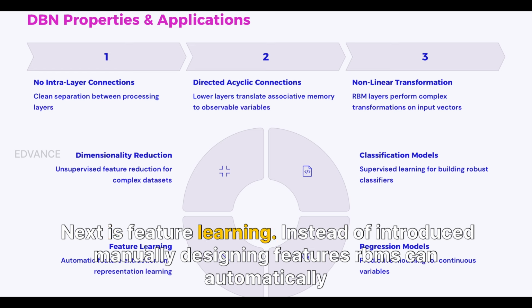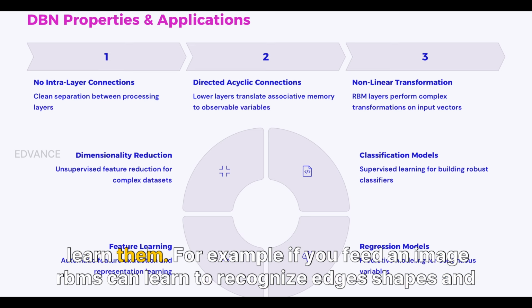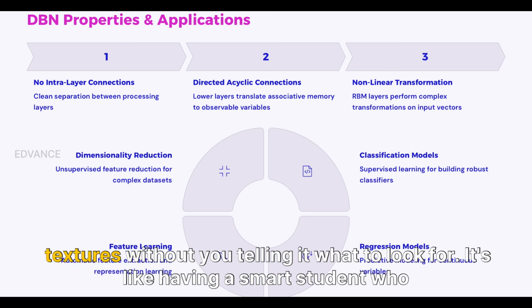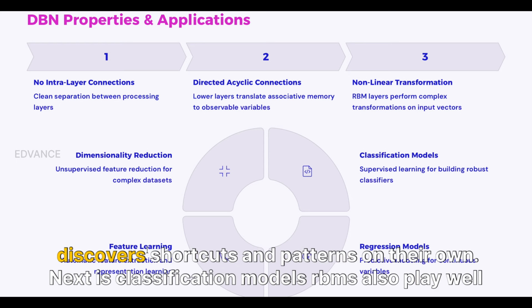Next is feature learning. Instead of engineers manually designing features, RBMs can automatically learn them. For example, if you feed an image, RBMs can learn to recognize edges, shapes, and textures without you telling it what to look for. It's like having a smart student who discovers shortcuts and patterns on their own.